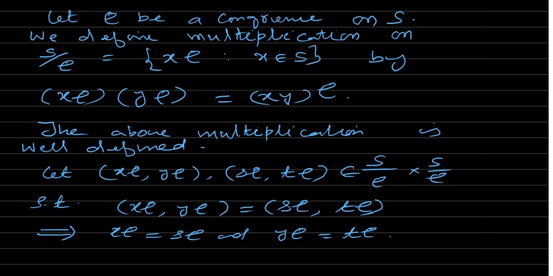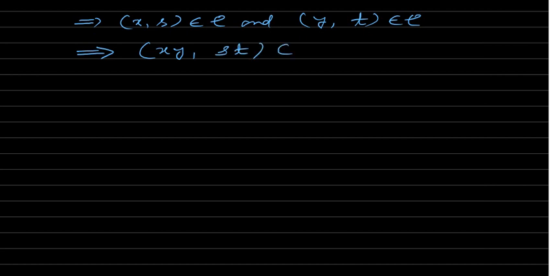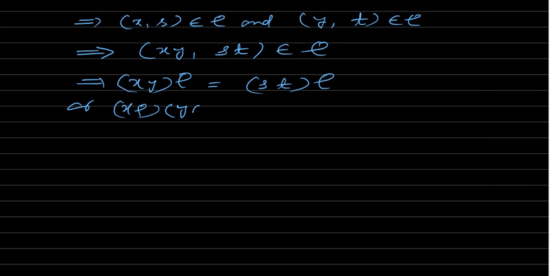Okay. So this gives (x, s) belongs to ρ and (y, t) belongs to ρ, which implies that since ρ is a congruence, (xy, st) is in ρ. So the ρ class of xy is equal to the ρ class of st. That means the product is unique, or we can say xρ yρ is equal to sρ tρ. So this is a binary operation on S over ρ.